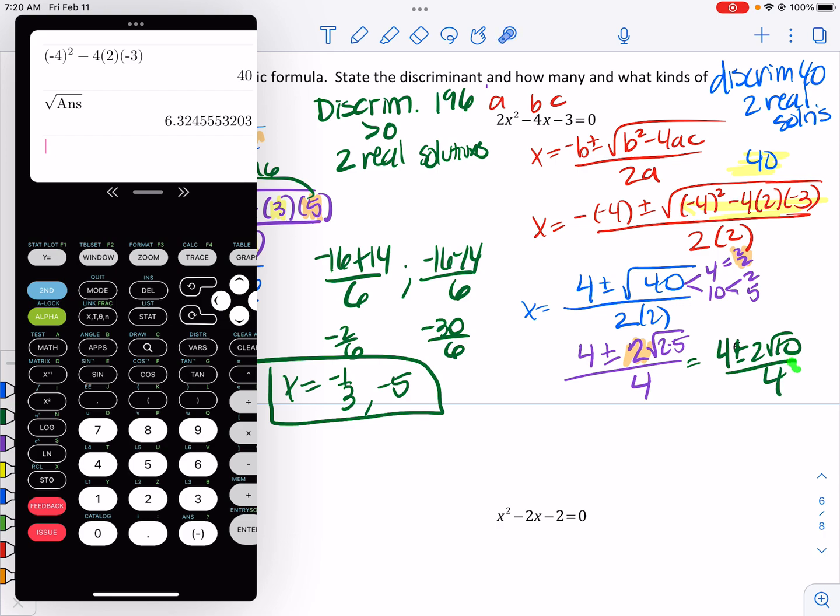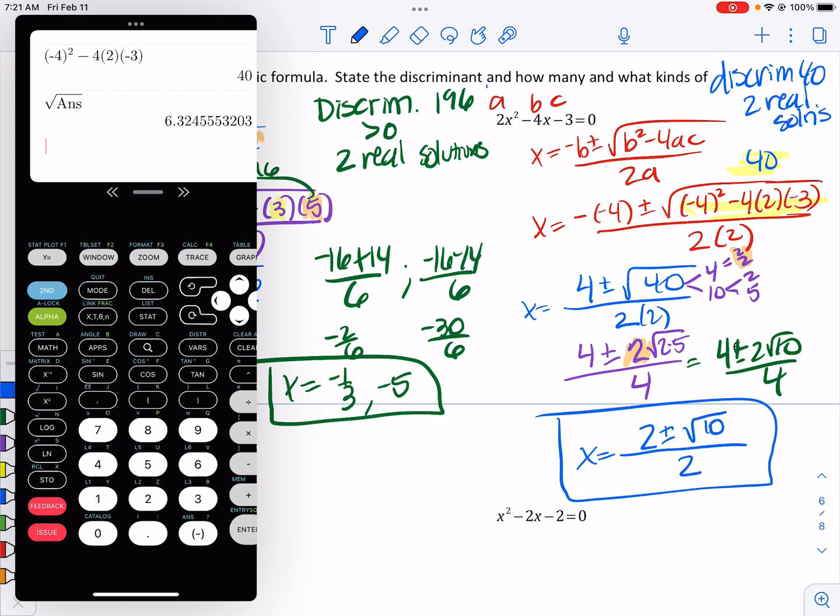I'm going to look outside of the root and see if any of those have a common factor. So 4, 2, and 4 have a common factor of 2. 2 goes into 4 twice, 2 goes into 2 once, so I can choose to write that 1 or not. Keep the root exactly as it is, it's acting like a variable, and then 2 goes into 4 twice. So then I get x is 2 plus or minus root 10 over 2.